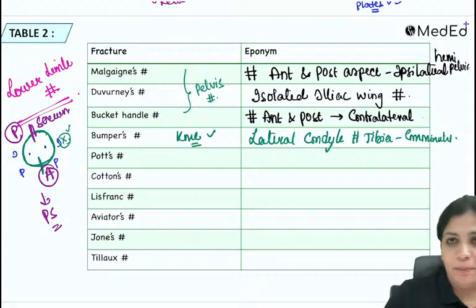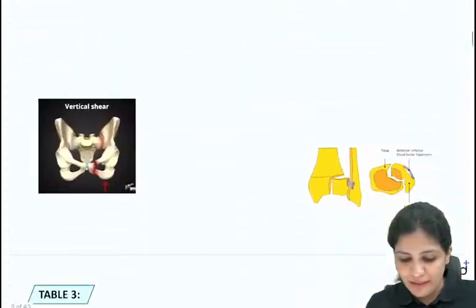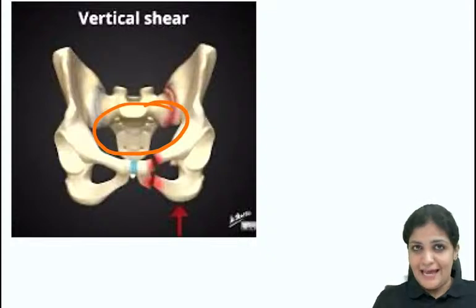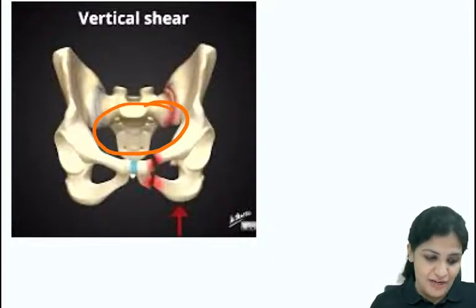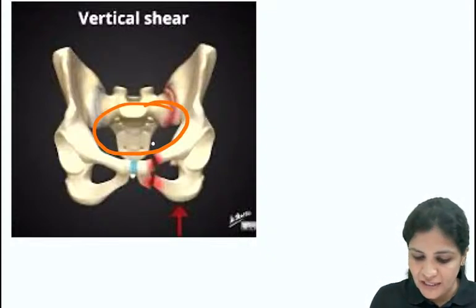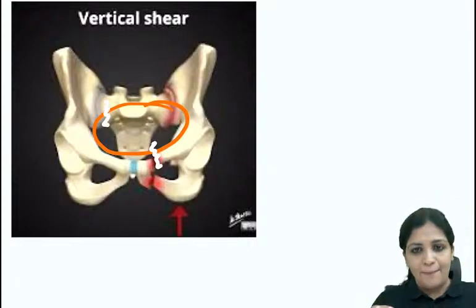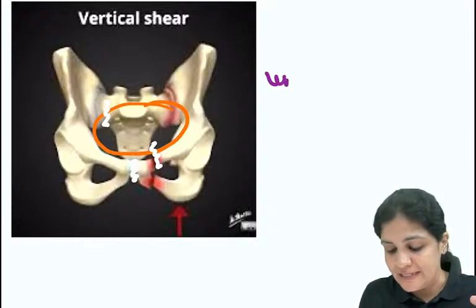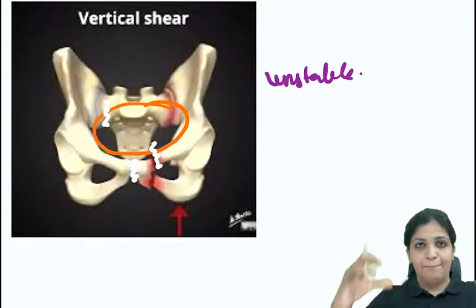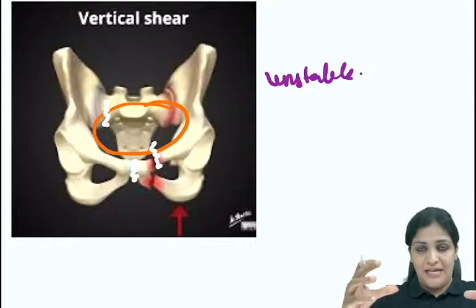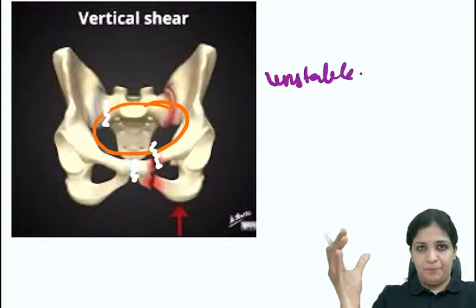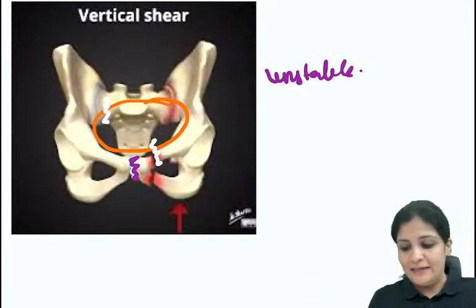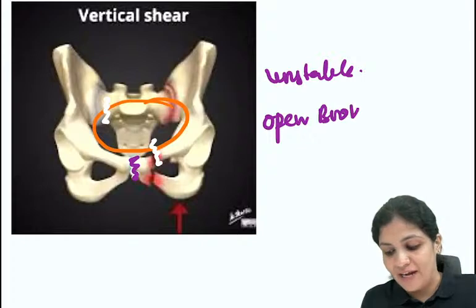Yeah, what is pelvis open book? Very good. So now similarly, if we have a ring like this, and I have told you the bucket handle fracture, if you remember, is this way and this way, right? So what happens is if the ring is unstable, there is a fracture happening on the two sides and the ring becomes unstable, then the pelvis opens, right? So there is damage to the ring on the anterior aspect and the pelvis opens. That is called the open book fracture, right?